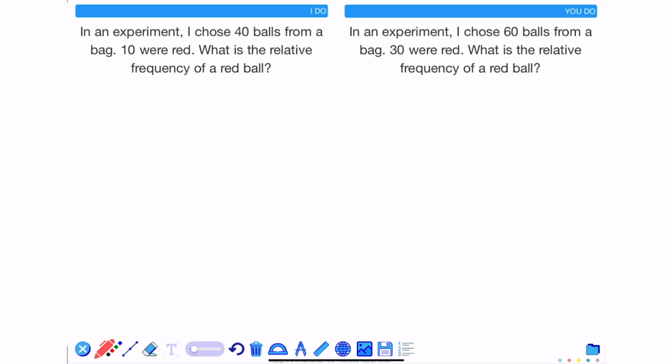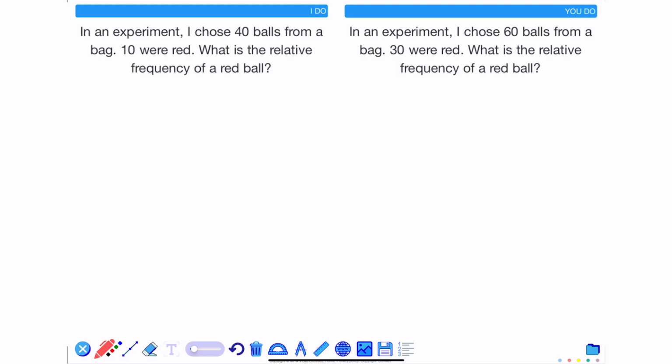In this video, we're going to be taking a look at the topic of relative frequency. With the example on the left-hand side, an experiment has been done where I choose 40 balls from a bag and found that 10 were red. I've been asked to find the relative frequency of getting a red ball.